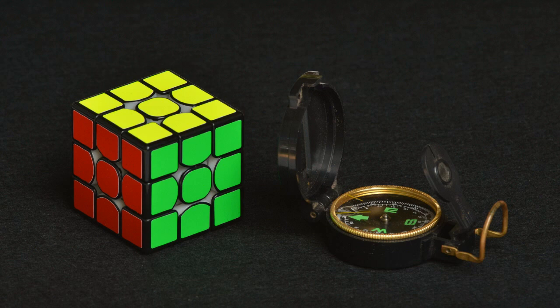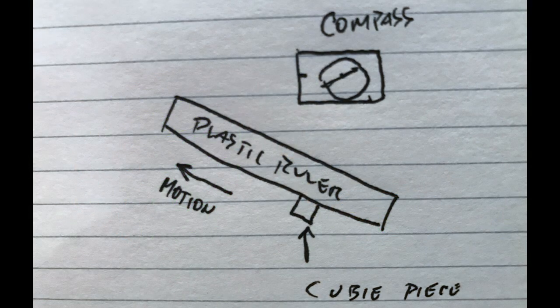So initially, I built a tabletop little device that consisted of a plastic ruler and a compass on the other end. This ruler was on my desk, and I had it at about a 30-degree angle, and a compass was on the top above that. Then below it, I would move a cubie piece, an edge removed from the cube, along the edge of the plastic ruler to see how much needle motion I'd get out of the compass, how much I could impact that needle to move.